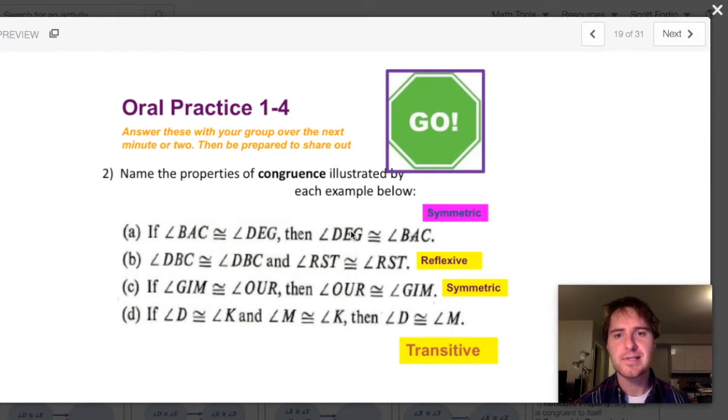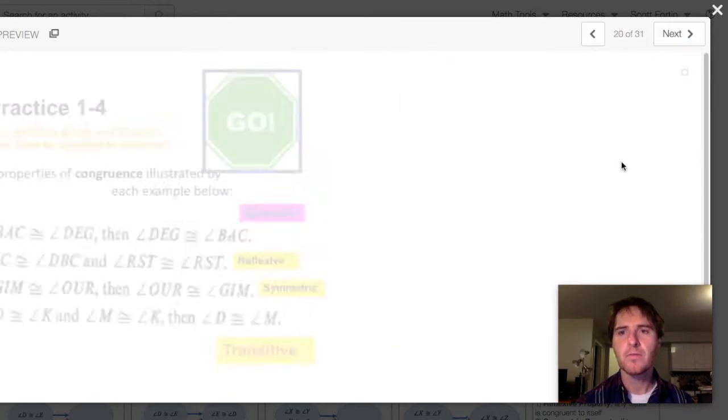Symmetric, right? So this is just the sides of the congruency symbol changing. Angle DEG congruent to angle BAC is the same thing as saying angle BAC is congruent to angle DEG. So we're good to go. And then this is probably easier right here, especially after you did the congruency stuff earlier. So let me know if you have questions on that.